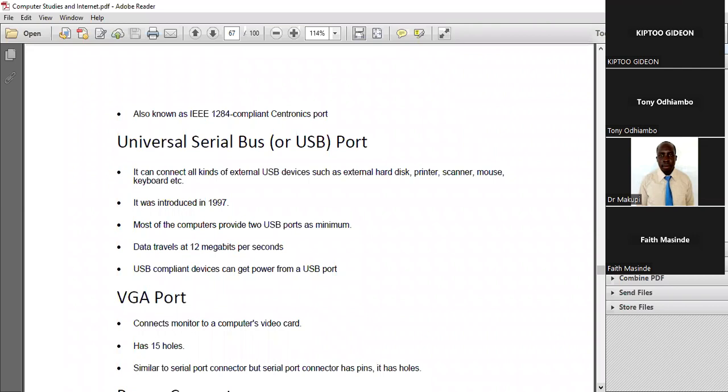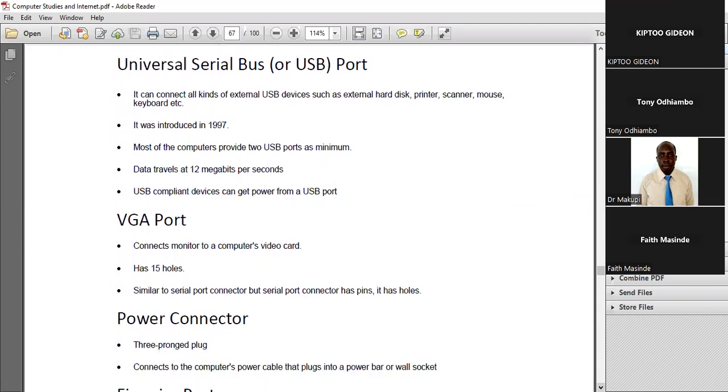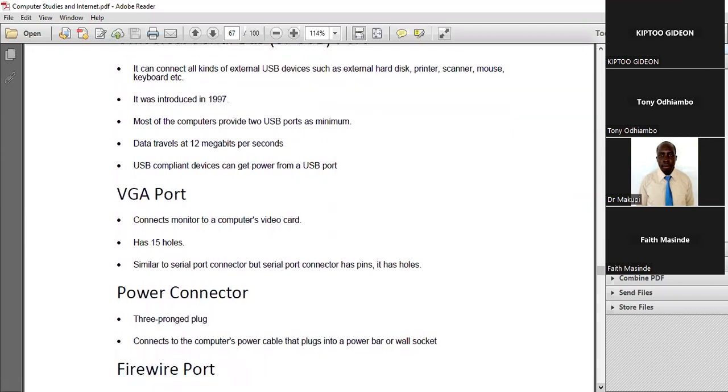USB compliant devices can get power from the USB port. I want you to agree with me on that. If I want to charge my phone, I can use a USB port in any computer or any other device, even a car, so that from the USB port I can charge my device. So a USB compliant device can get power from a USB port.